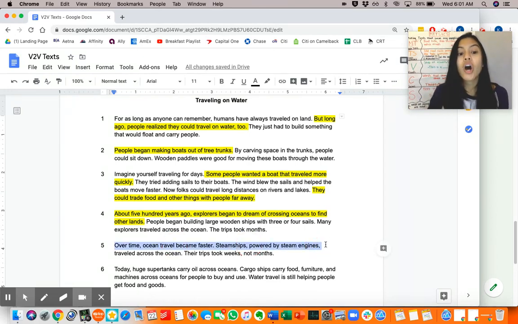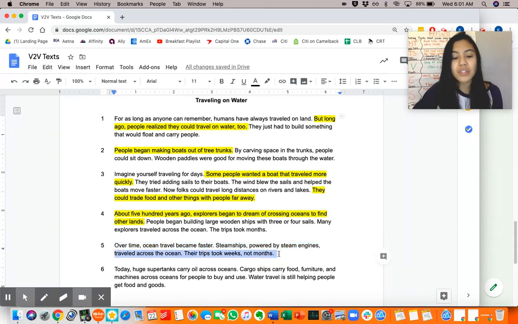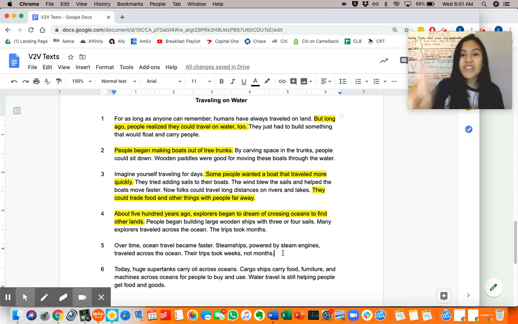Paragraph 5. Over time, ocean travel became faster. Steamships powered by steam engines traveled across the ocean. Their trips took weeks, not months. Scholars, let's think. What do you think is the topic sentence in this paragraph? Tell me. Right, if you thought it was the first sentence, give me a high five.